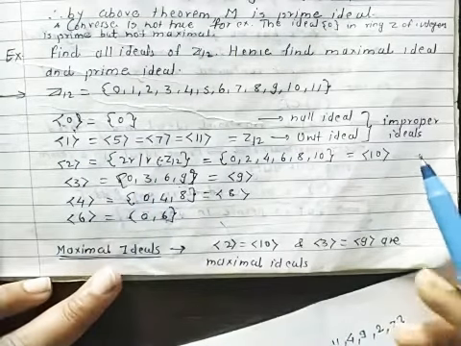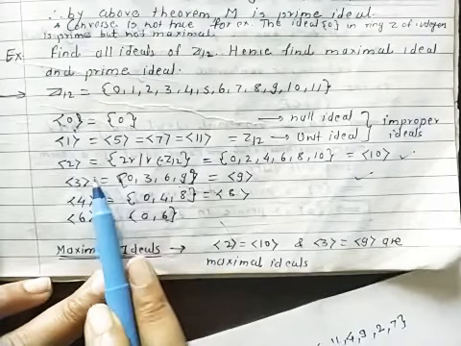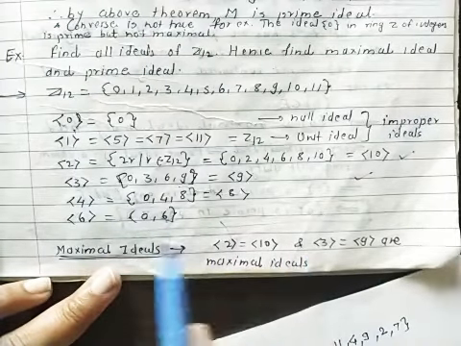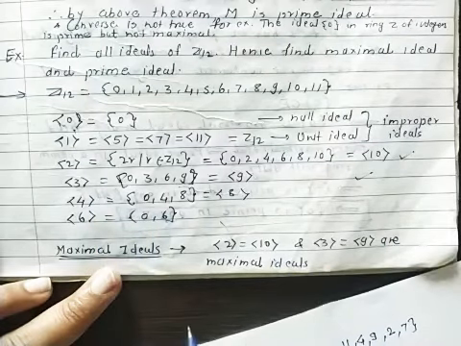So these two are maximal ideals, that is, the ideal generated by 2 equal to 10, and the ideal generated by 3 equal to 9 are maximal ideals.